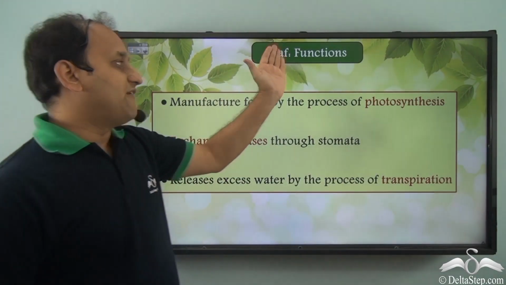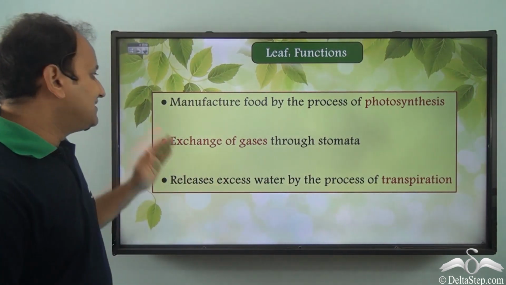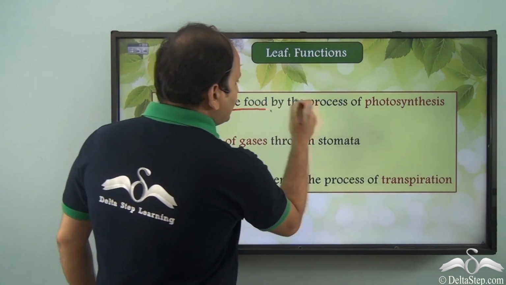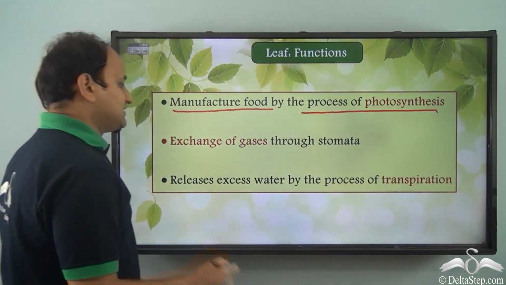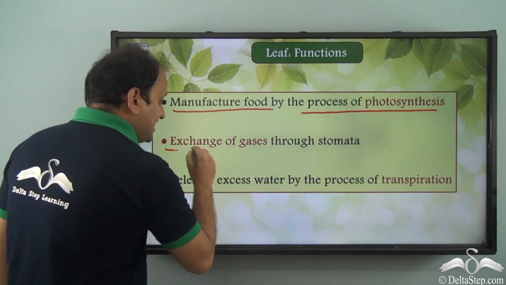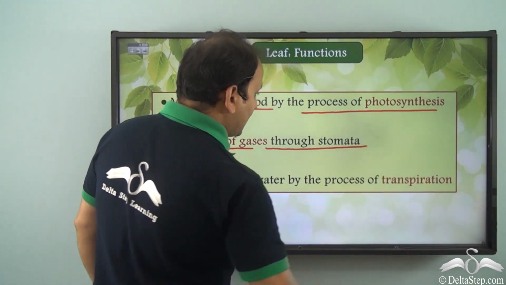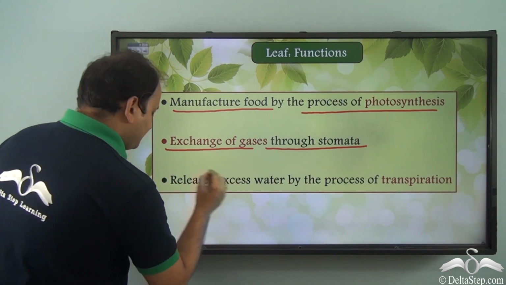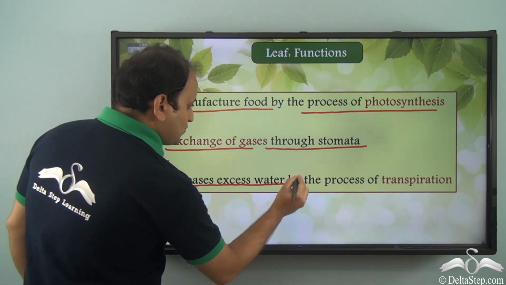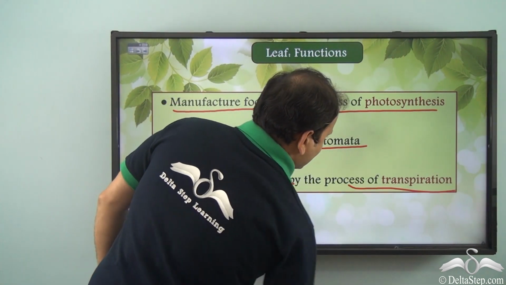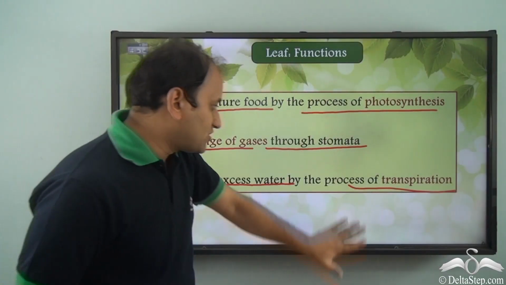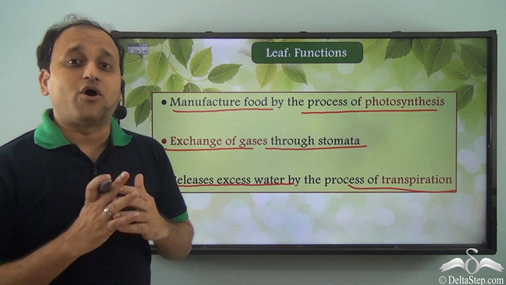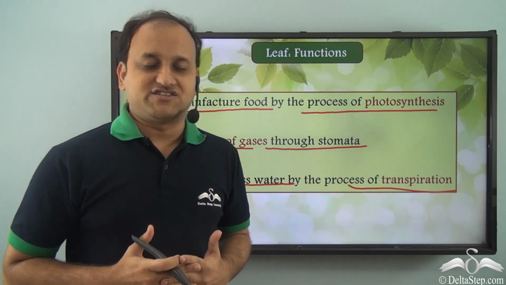So if we talk about functions of leaf, well, there are three major functions. One is that they manufacture food by the process of photosynthesis. Also, exchange of gases through stomata is carried out on the leaf surface, and leaf releases excess water by the process of transpiration. So all these processes are carried out by leaves of plant, and these are important functions of leaves.